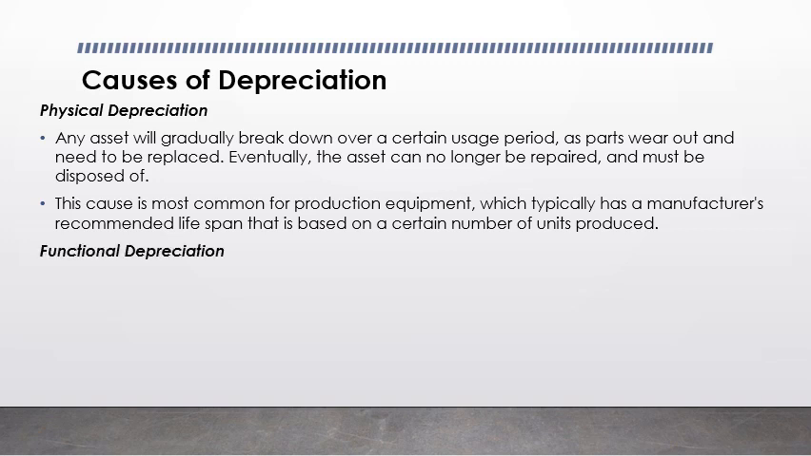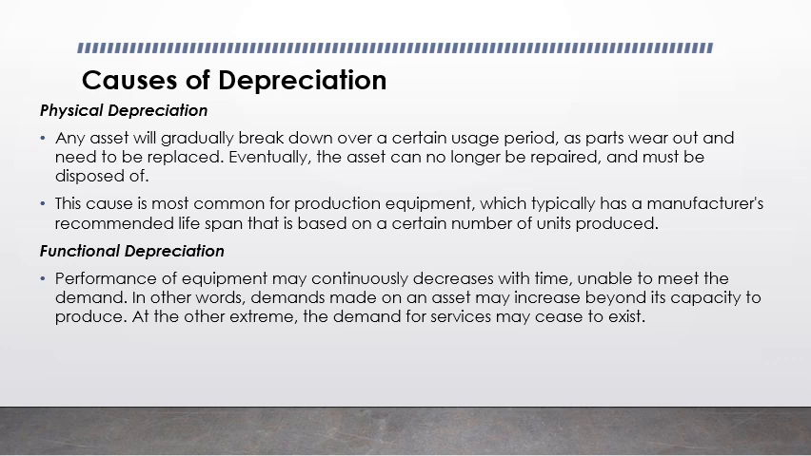Second one is functional depreciation. What is that? The performance of an equipment may continuously decrease with time, unable to meet the demand. In other words, demands made on an asset may increase beyond its capacity to produce. At the other extreme, the demand for services may cease to exist. Many times it so happens that especially with trucks, the actual capacity would be say 10 tons. They will be running at 15 tons in order to gain more profit.